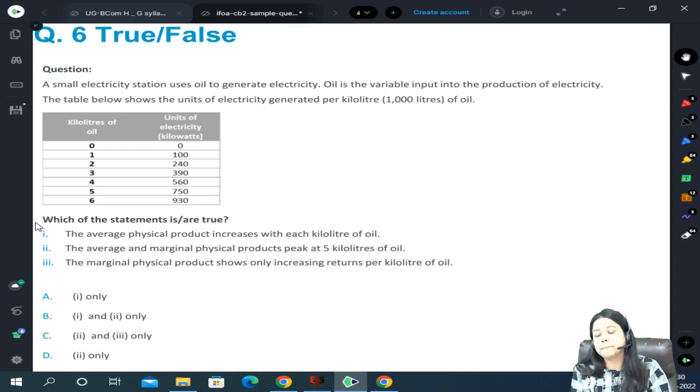I think I always consider true and false type of questions to be the most difficult questions, because when you read a sentence, when you read a line, normally you will consider it to be okay, it's false, it's true. But when you are in the exam scenario na, true bhi false lagta hai, false bhi true lagta hai. So I think it is the most difficult part. True and false, at least I consider it to be a little difficult, a little tricky.